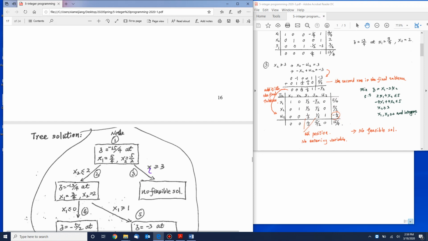We are going to continue to work on it, but here you notice that when we work on it, we need to add this constraint into the final tableau. When we work out this constraint, we bring it to the final tableau of node 2. Not the final tableau of the simplex method, because we have this step already, right? x2 less than 0. So we will bring the step into it.